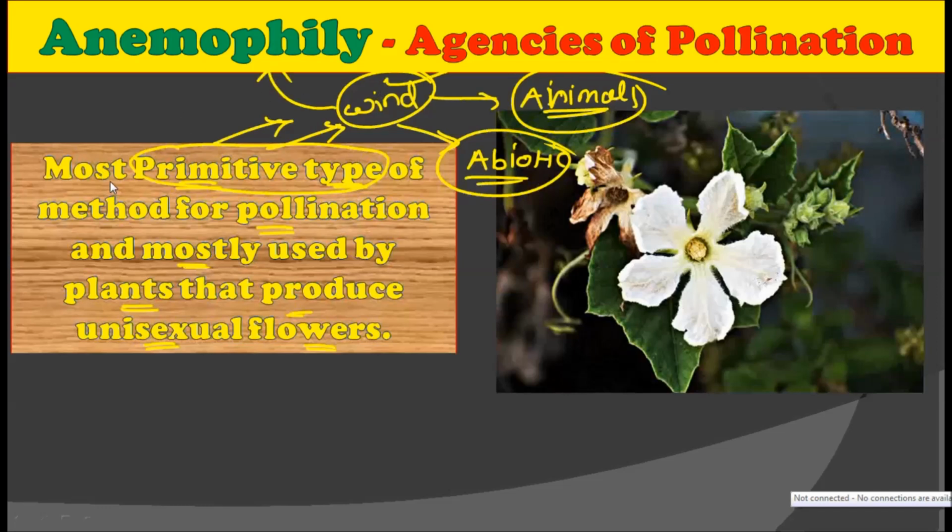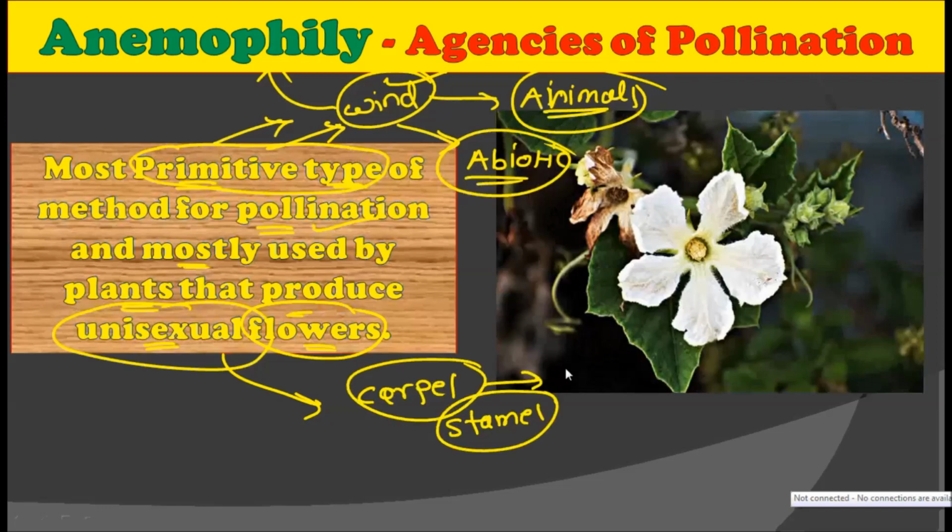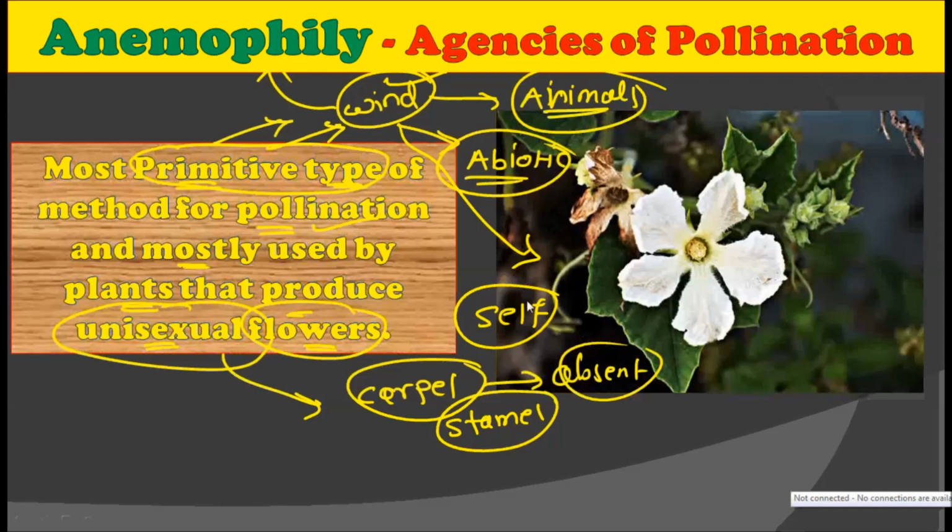So you should remember that the Anemophily is a very primitive type of method used for pollination, and it is mostly used by unisexual flowers. As you know, this is obvious. Unisexual flowers bear either the carpels or the stamens. Out of these two, one is always absent, and due to this, self-pollination has no chance to occur, and the plants have to acquire other methods of pollination. In such a condition, wind pollination gives an option to pollinate the flower, that is, to transfer the pollen grains from anther to the stigma. And that is why this type of pollination is quite famous among unisexual flowers.